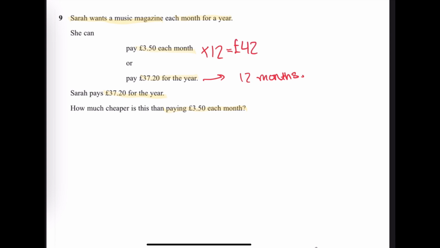This is because we need to make sure that we are working with the same amount of time. You could have either taken the year and divided it by 12 to see every month, or done every year. They need to be in the same time period so we know how much they're paying. So we did it in year. Since it's 42 per year if she paid 3.5 each month, we are just going to minus that now from 37.2. And the answer will be 4.8. So it's £4.8 cheaper.